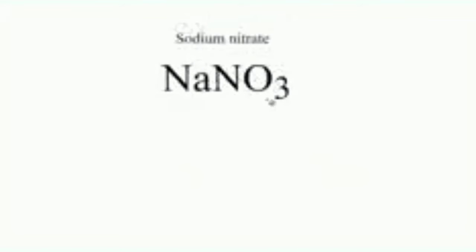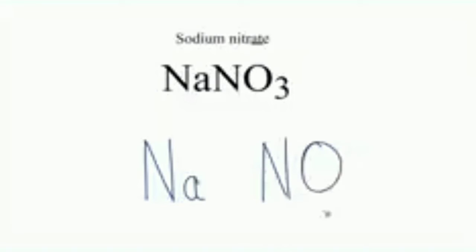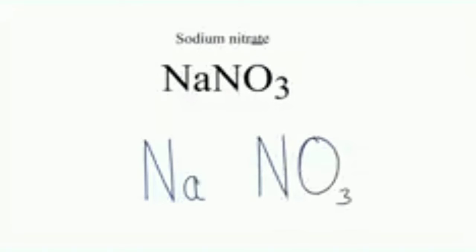We have sodium, which is a metal, and nitrogen and oxygen, which are both nonmetals, so this is an ionic compound. Let's write the Na, then NO3. It's called a nitrate, and when you see this ATE at the end, that's a polyatomic ion, so it's going to stick together. Nitrogen and oxygen are tightly bound together, so we write NO3. And sodium, because it's in group 1, has 1 valence electron.